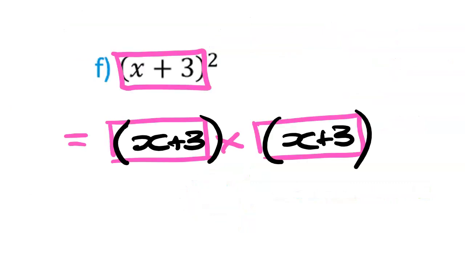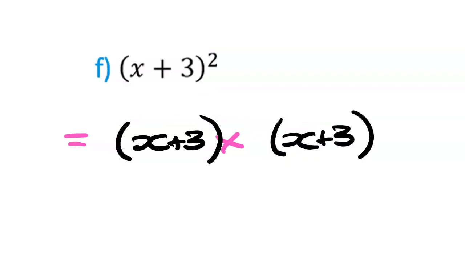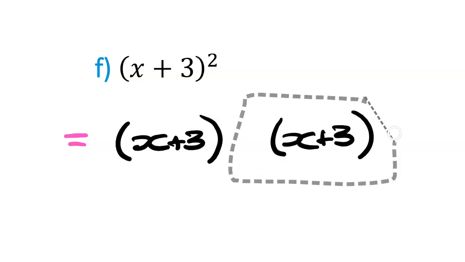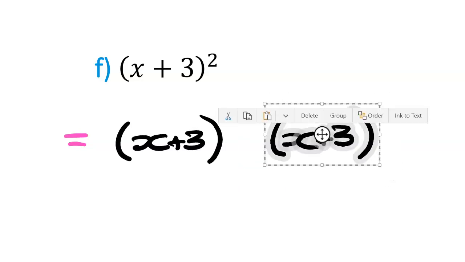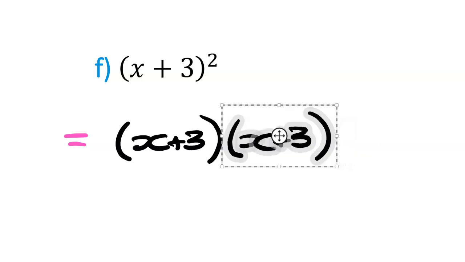Let's take away the boxes we used to imagine this problem. And we've just got x plus 3 times x plus 3. But we don't even need a times sign there. So what we actually had is a double bracket question in disguise. What this means is x plus 3 times x plus 3, and that actually means a double set of brackets.